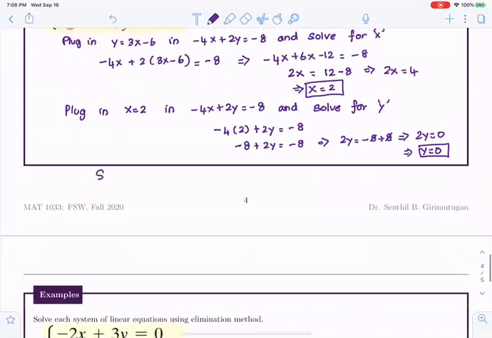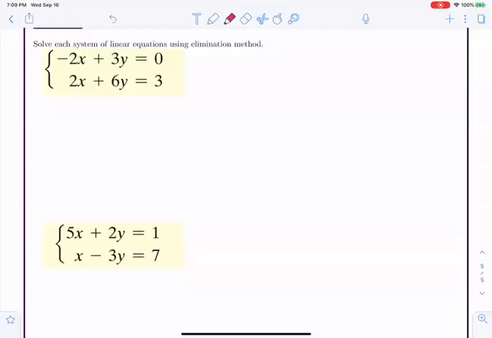So the solution is 2, 0, and it is the same as the point of intersection of the two lines. So the next method is the elimination method. The previous one was the substitution method.